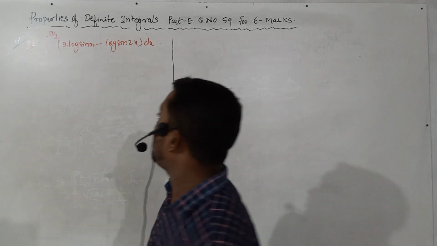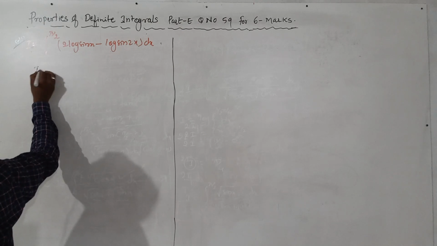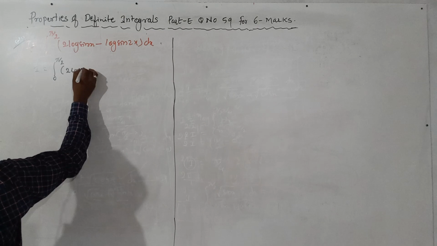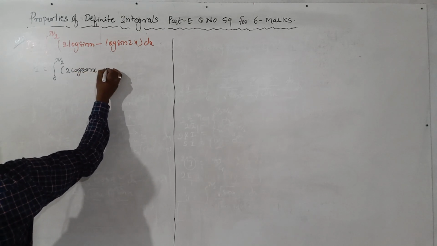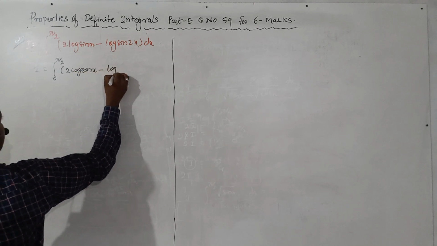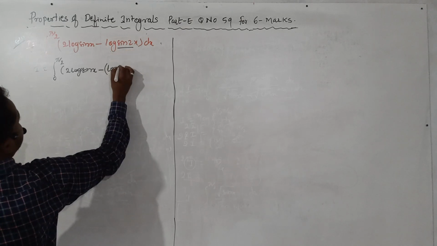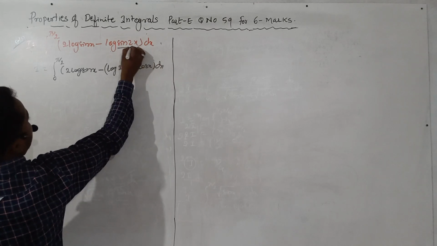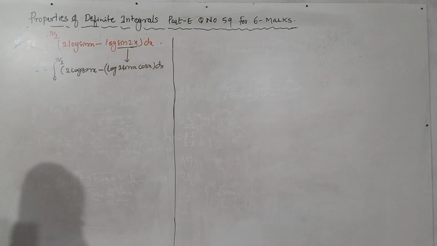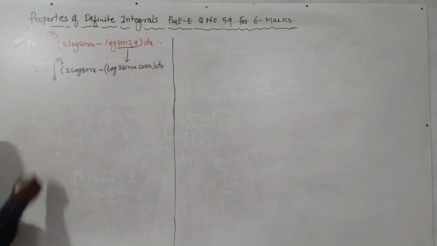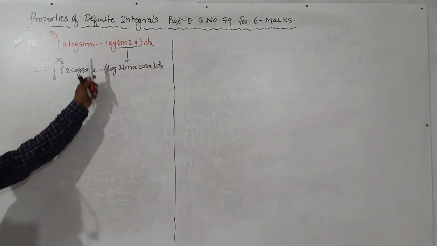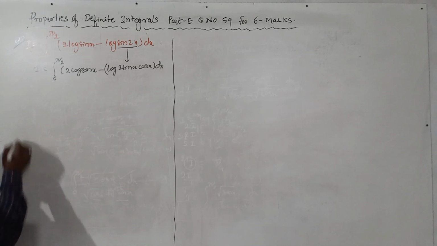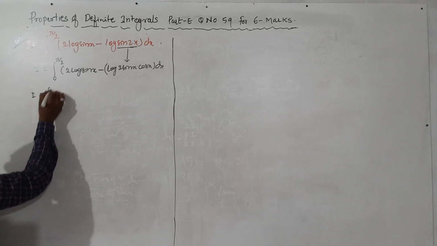Now I is equal to integral from 0 to 5 by 2 of 2 log sin x minus log sin 2x. Sin 2x can be written as 2 sin x cos x. The formula of sin 2x is nothing but 2 sin x cos x. We are using the double angle formula of sin 2x, that is 2 sin x cos x.